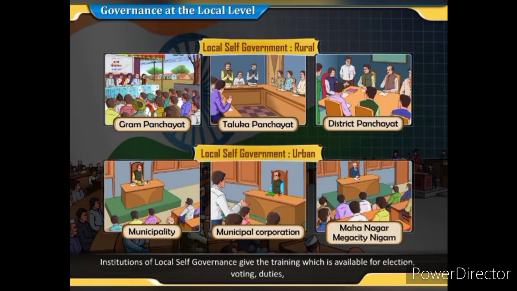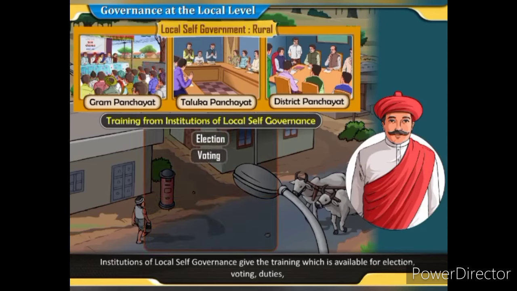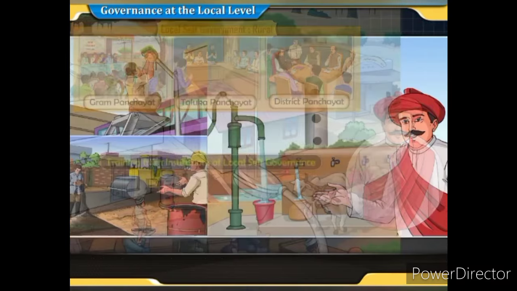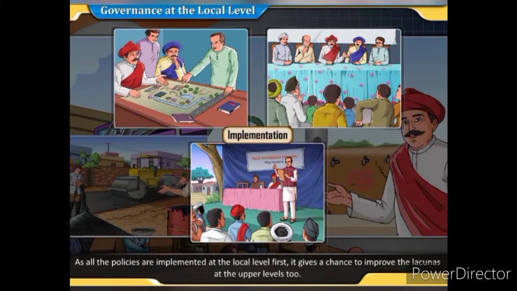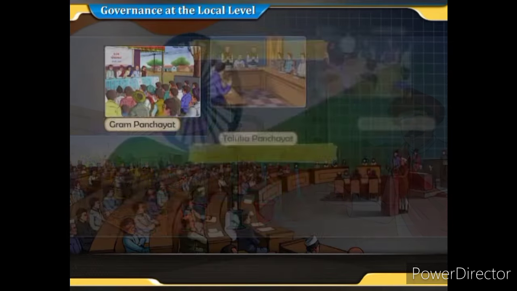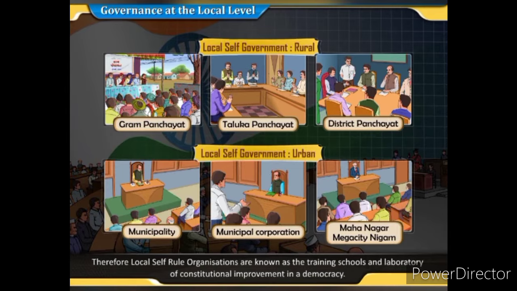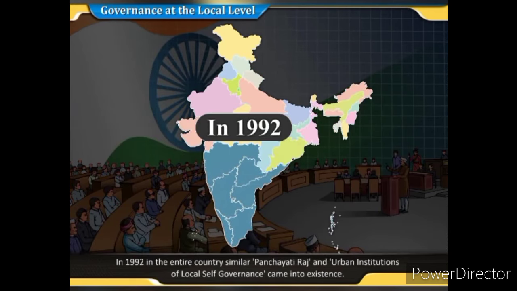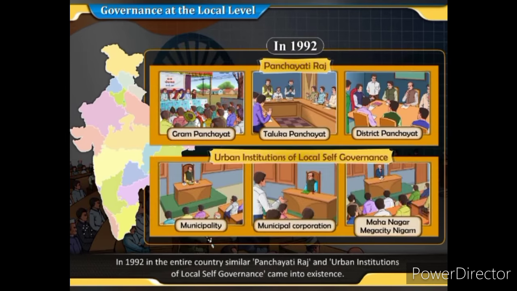Institutions of local self-governance give training in election, voting, duties, responsibilities, administration and ruling, and opposing parties. It gives an opportunity for self-development. As all the policies are implemented at the local level first, it gives a chance to improve the lacunas at the upper levels too. Therefore, local self-rule organizations are known as the training schools and laboratory of constitutional improvement in a democracy. In 1992, in the entire country, similar Panchayati Raj and urban institutions of local self-governance came into existence.